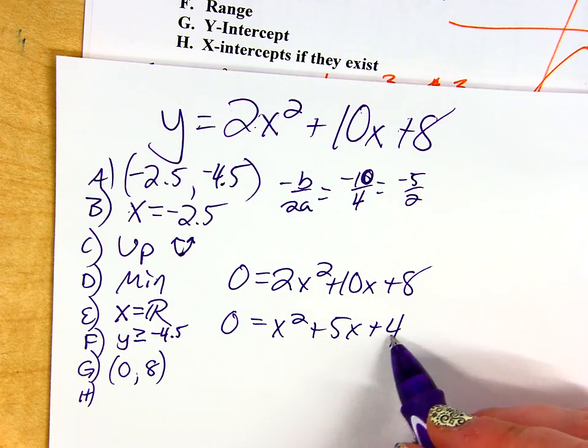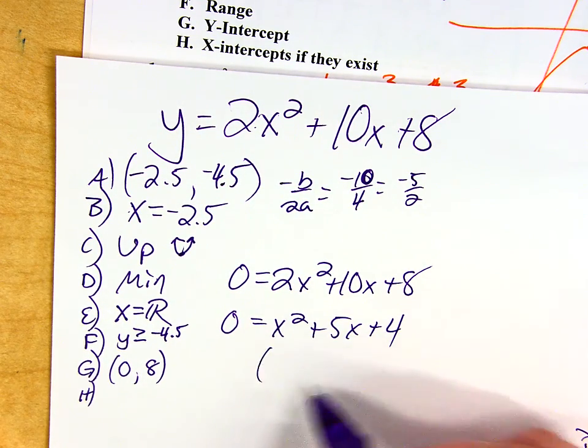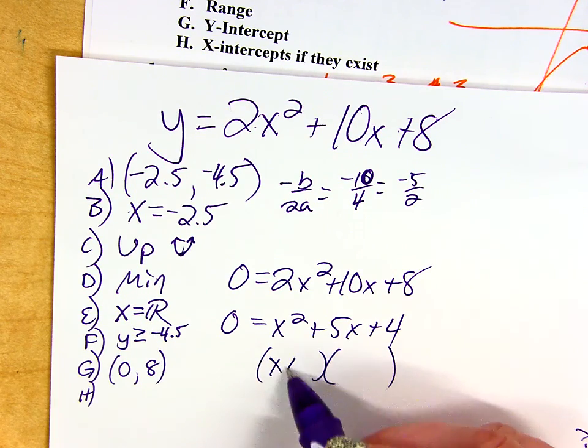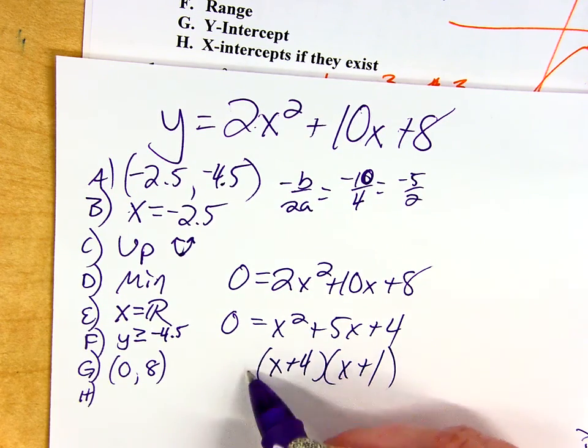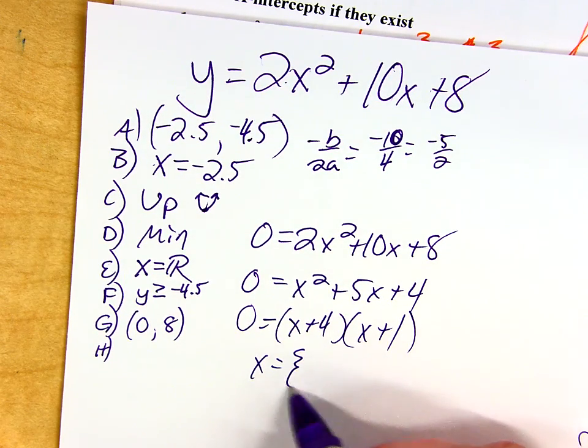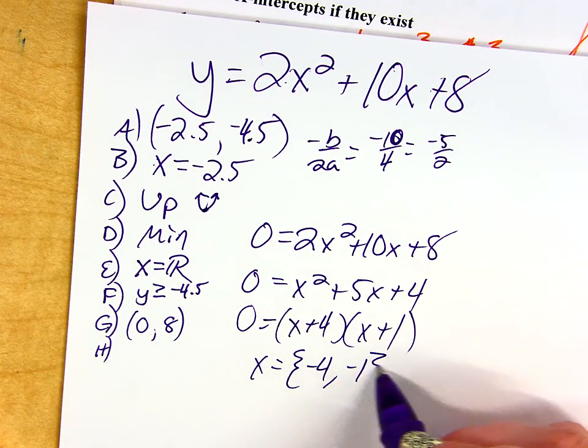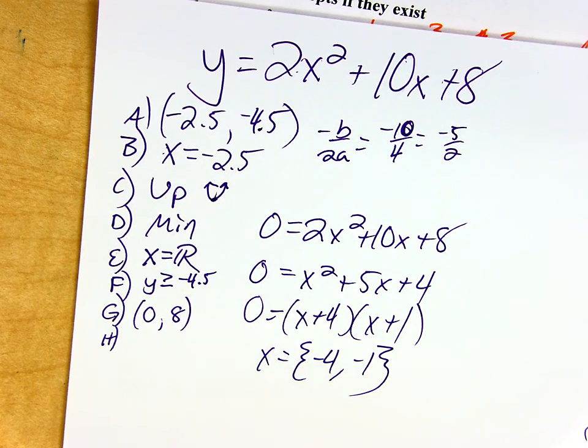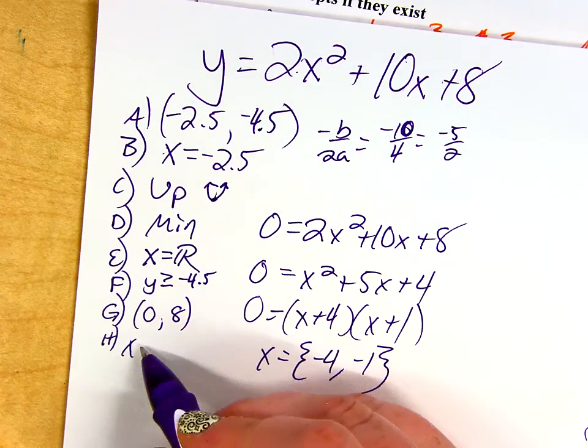Then I need factors of 4 that add to be 5. There just so happens to be 4 and 1. So now I know my two answers are negative 4 and negative 1. So on your answer line, this is a big deal too. On your answer line for letter H, you're going to write just like this.